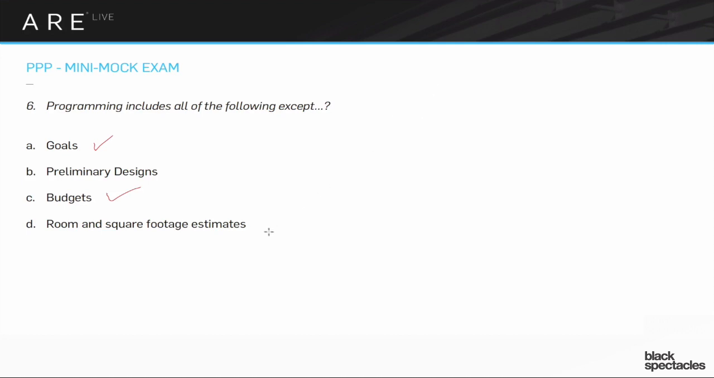And one of the ways we understand the budgets is by understanding the square footage and how big things need to be, how many rooms we're talking about. Could I use the multi-purpose room and the cafeteria as the same room? Do I have to have them be separate? That's all stuff that would get worked out in the programming phase. So absolutely those. So the answer has to be preliminary designs. That's the one that you're not supposed to be including in the programming.